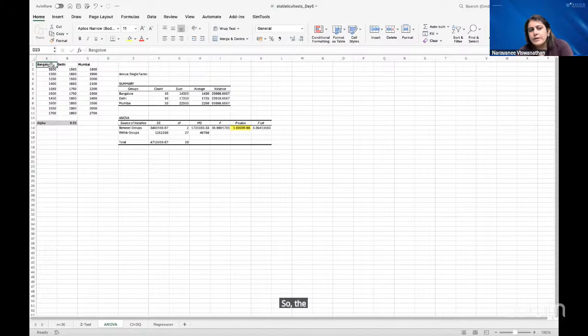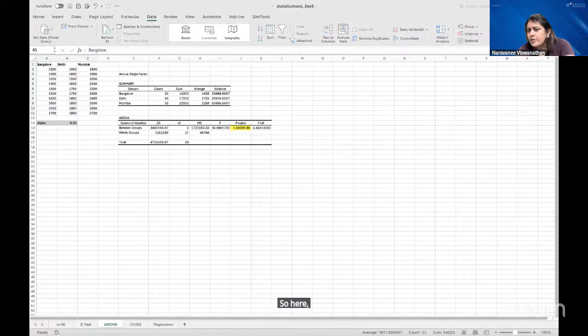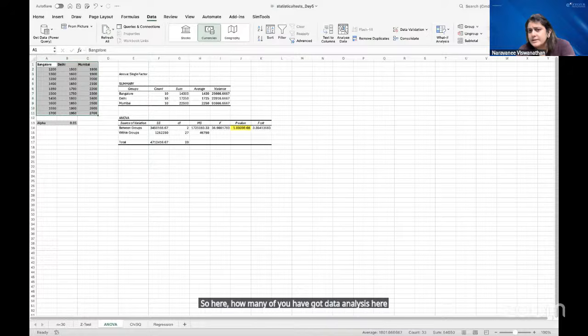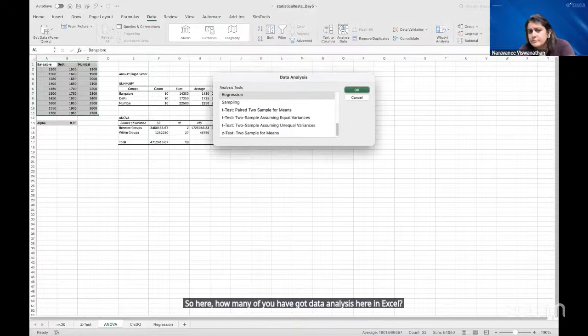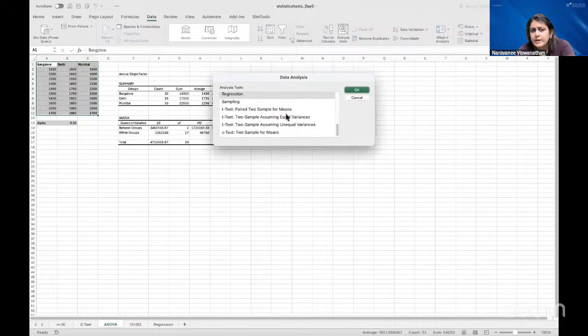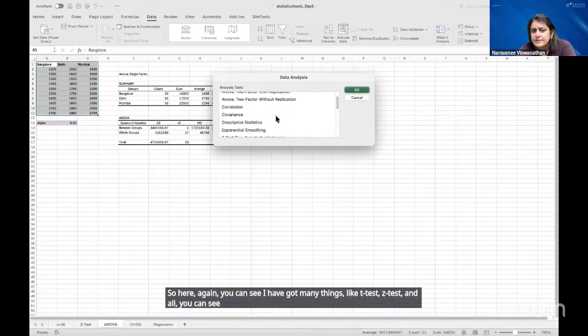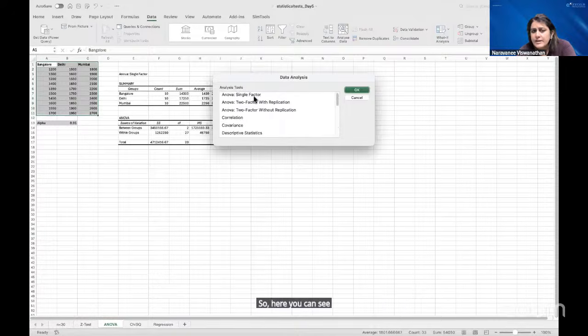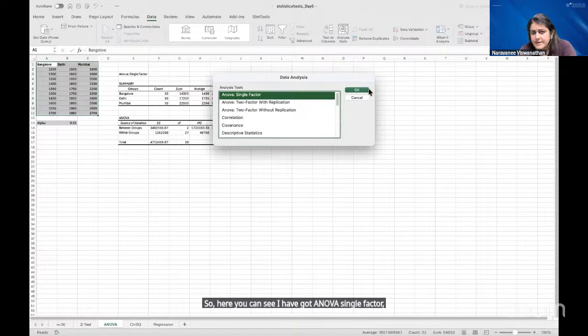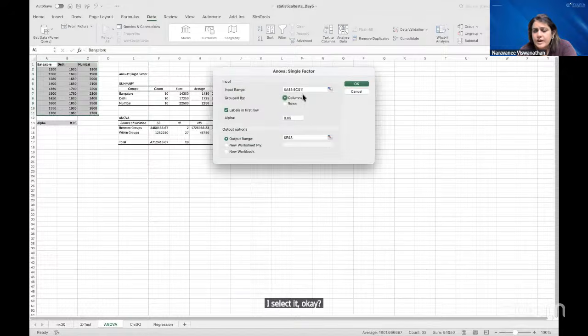So the way you do it is, again, I fix an alpha. I have fixed alpha at 0.05 or 5%. So how do we do an ANOVA? We select the data. We go to data. So here, how many of you have got data analysis here in Excel? Here again, you can see I have got many things like T test, Z test and all. You can see I have got ANOVA single factor. I select it. Now it's going to ask me for certain data.